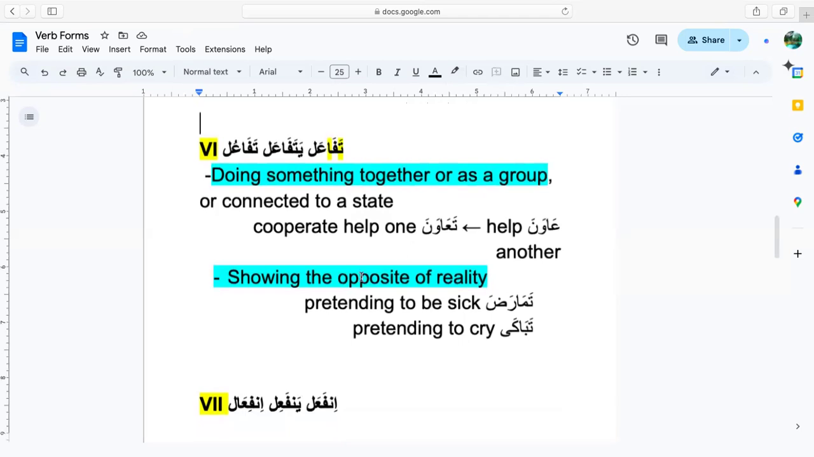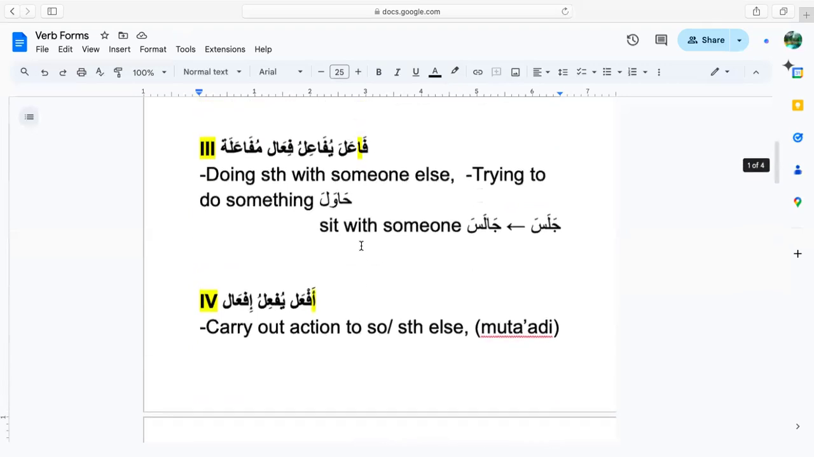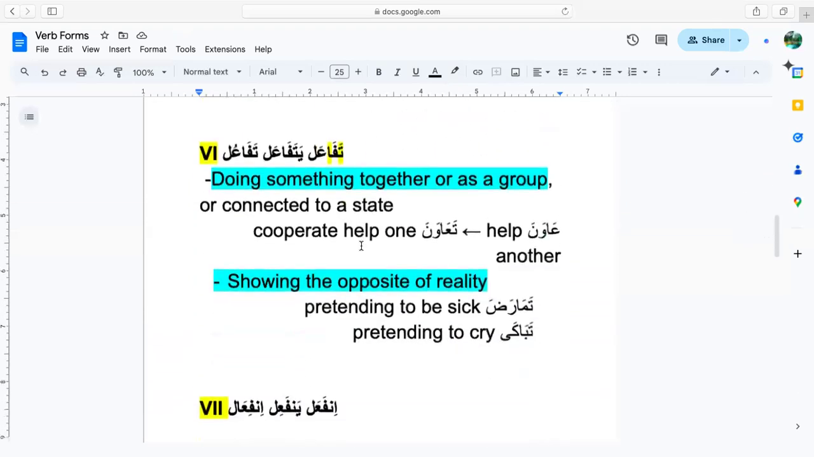What's another meaning? Showing the opposite of reality, meaning pretending, faking. For example, marida yamradu means to become sick, but tamarada means to pretend to be sick. Tanawama means to pretend to be asleep. Tabaka is to pretend to cry. Baka yabki is to cry, so pretending to cry is tabaka. So that is the meaning of number 6.